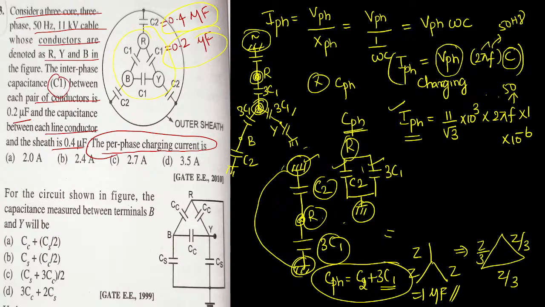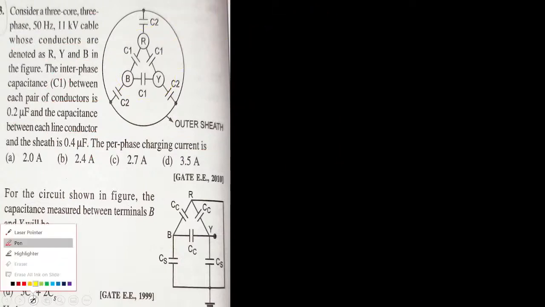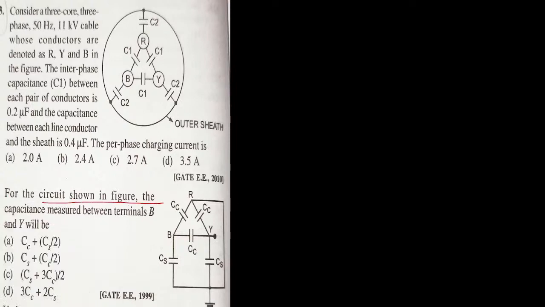Shall we go to the next question? Now go to the next question. Yes. What have they said in the next question? Read it, and solve it yourself. Sir, for the circuit shown in the figure, the capacitance measured between the terminals B and Y is dash. Where is B? This is B. Where is Y? This is Y. So they have asked for the capacitance between these two. Shall we proceed? Yes. Take the network.